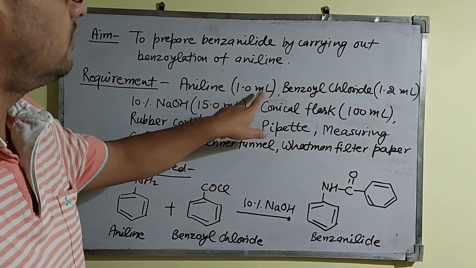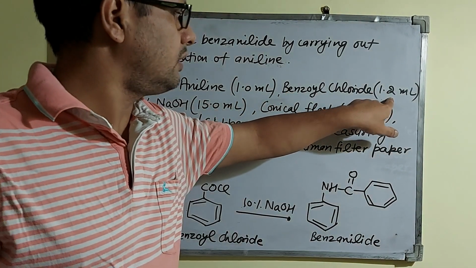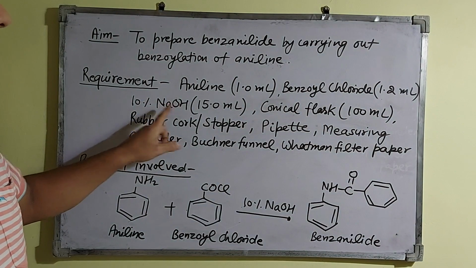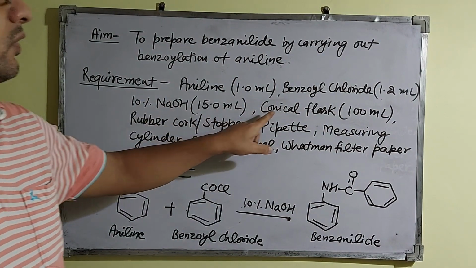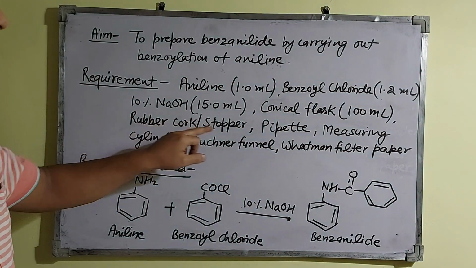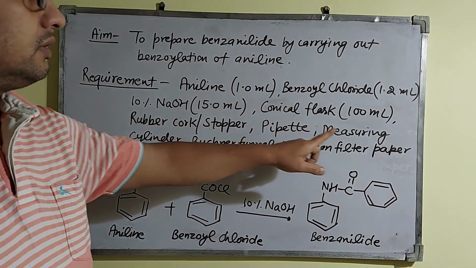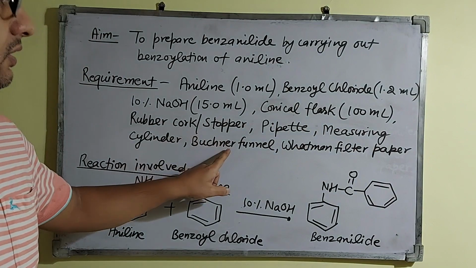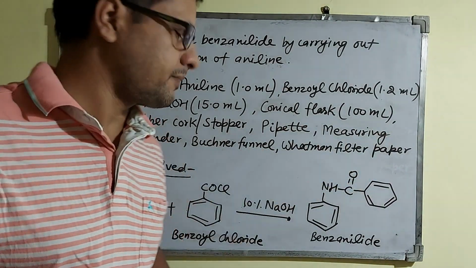Aniline 1 ml, benzyl chloride 1.2 ml, 10% NaOH 15 ml, and a conical flask of 100 ml capacity, rubber cork or stopper, pipette, measuring cylinder, Buchner funnel, Whatman filter paper.